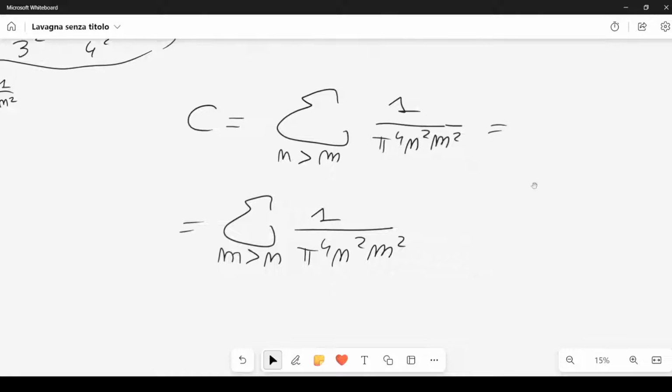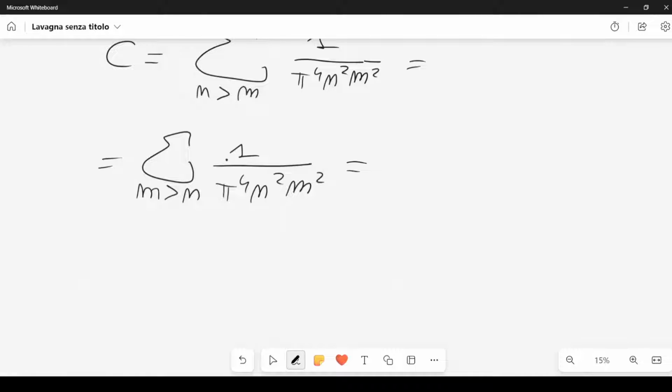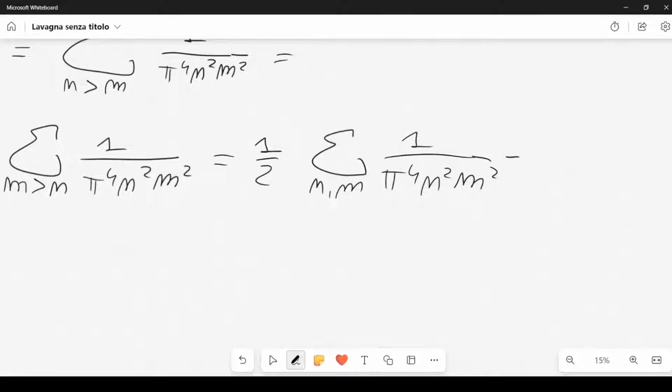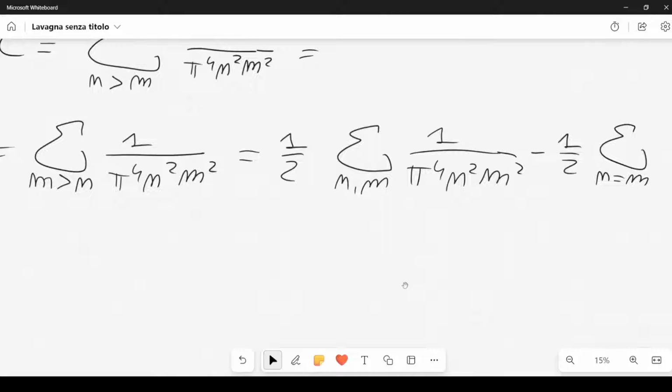It's very simple. And another thing that you can write is the following. This summation, due to the symmetry of n and m, can also be written as 1/2, and then you sum over n and over m, and you have, of course, this 1 over pi to the fourth n squared m squared, but you also have to subtract 1/2 summation over n equal to m, because if you remember, in these two summations, n is not equal to m, right? N should be greater than m, or if you want, you can also perform the summation in this way, with m being greater than n.